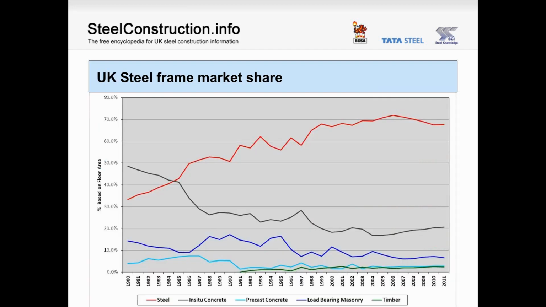Here we see the impact composite construction had in the market. Following its introduction in the 1980s, it radically changed the market, with steel moving from a market share of 33% in 1980 to the high 60s, low 70s market share that it's enjoyed for the last decade or so, with that market share gained predominantly from concrete.